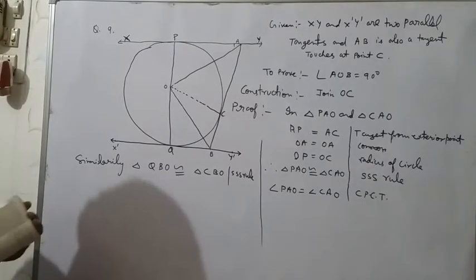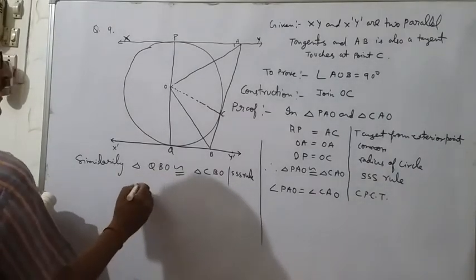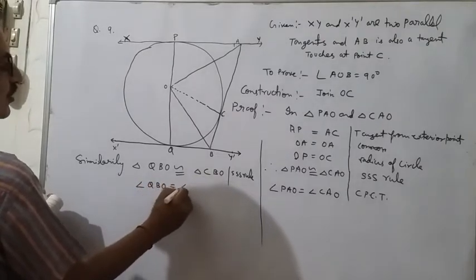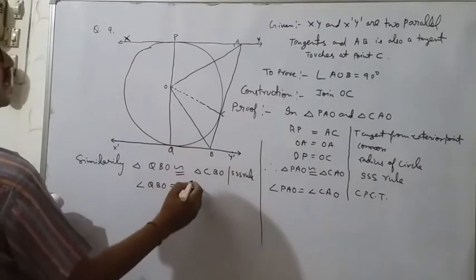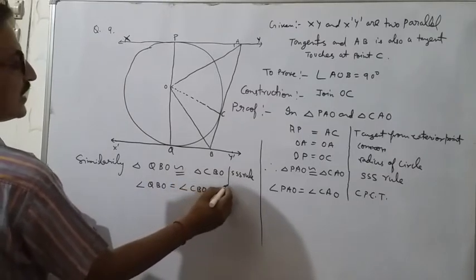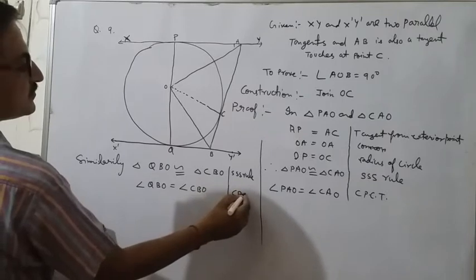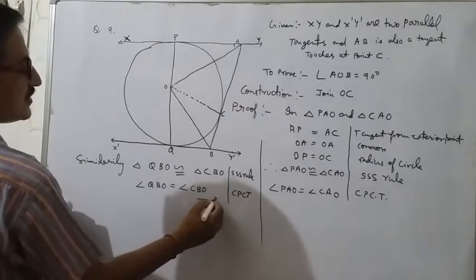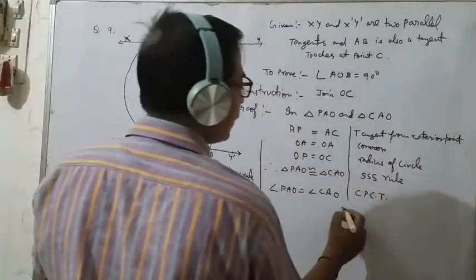If they are congruent, then again we get angle QBO equals angle CBO by CPCT. This is angle 2 and this is angle 1.